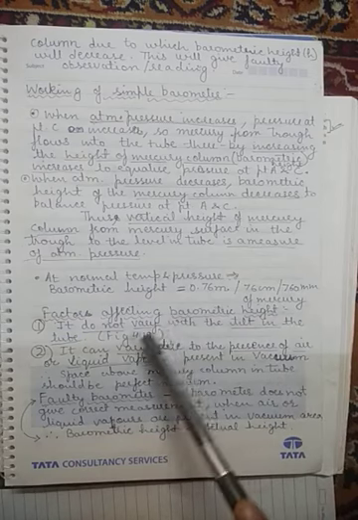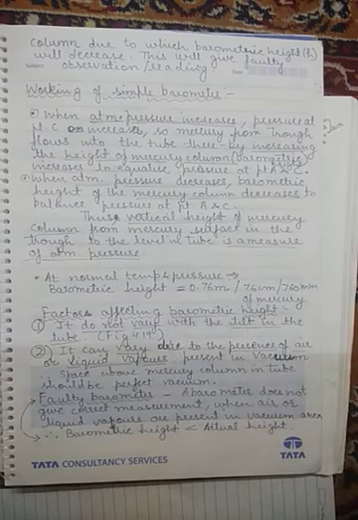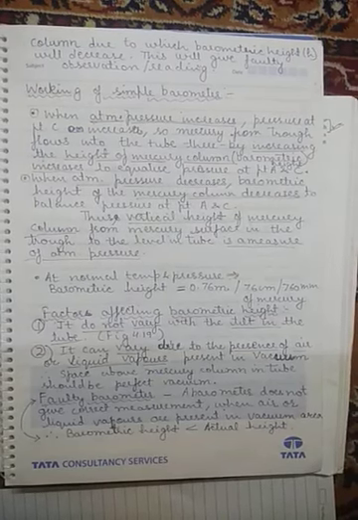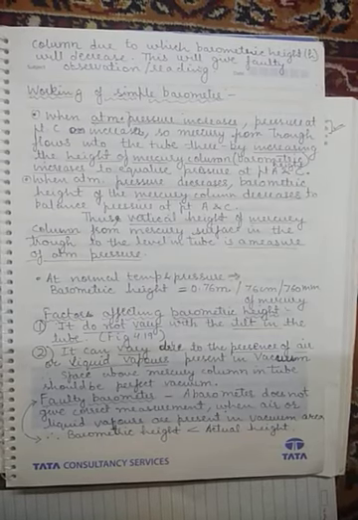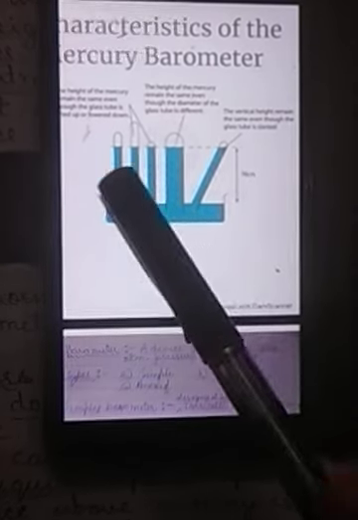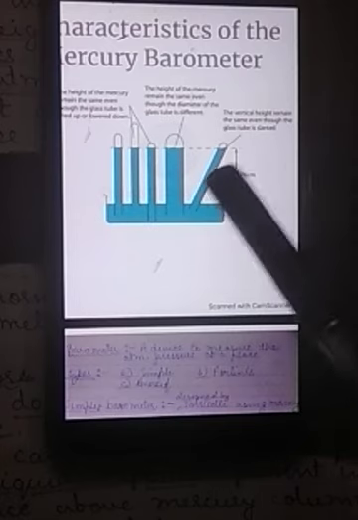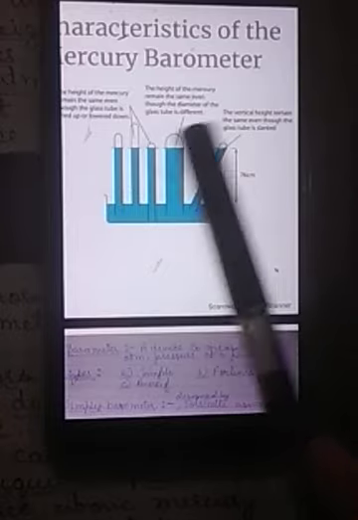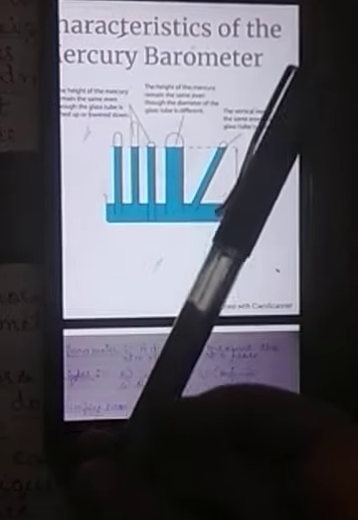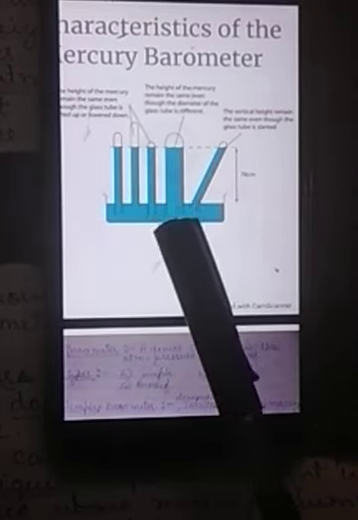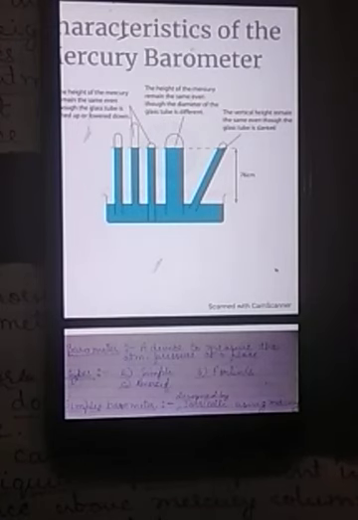Next point is factors affecting barometric height. The first factor is that it does not vary with the tilt in the tube. I am showing you a figure, which is also given in our book as figure 4.19. Let us understand this. Here we are showing tubes of different sizes, and one of the tubes is also tilted. When you tilt the tube, you are making it slopy with the surface. You have changed the thickness of the tube, and even the height of the whole tube. All these factors do not change the barometric height.